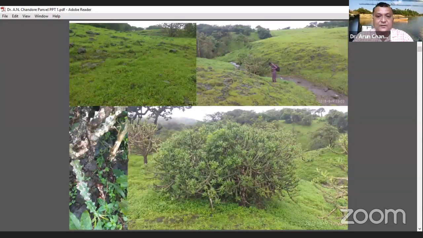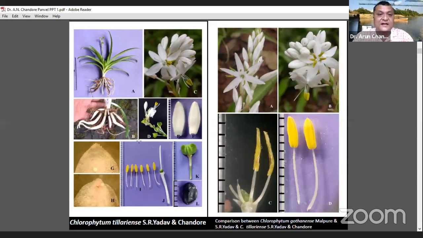Such a beautiful, rare and critically endangered plant is found on high altitude plateaus or inaccessible areas. Here, I'm happy to inform you that last year we described this Chlorophytum, Chlorophytum tilarense, a new species, and this species is found on the Tilari plateau. You see, this is a unique species, and this species is also allied to a recently described species, that is Chlorophytum goanense.